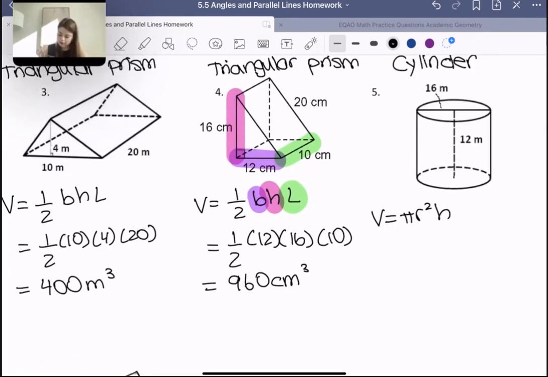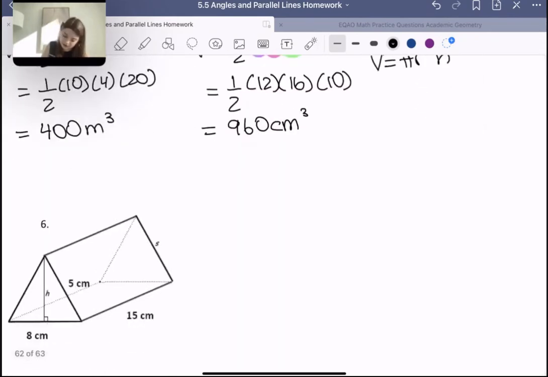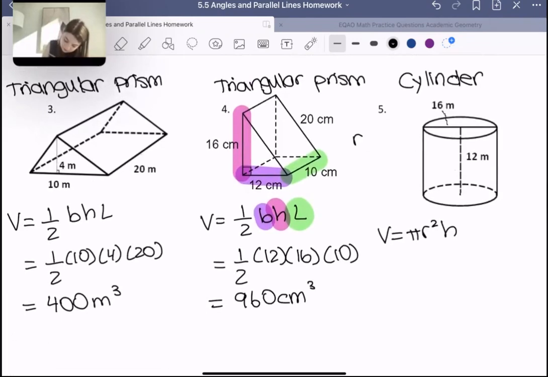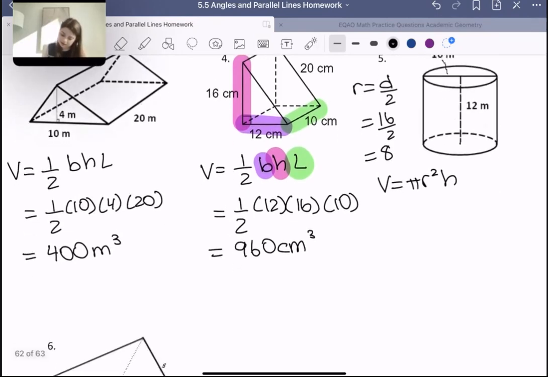Now, we know that the diameter is 16 and the radius is always half the diameter, right? So radius we must find first. Radius is diameter over 2, which in this case is 16 over 2, or 8. So that means that our radius is 8. So we have pi 8 squared times 12.